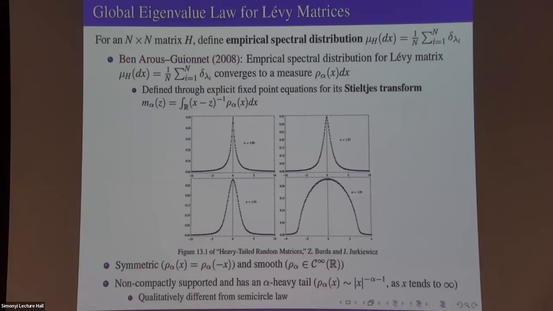So there is some explicit description of this density function. A few qualitative properties are that it's symmetric, it's smooth, and it's non-compactly supported. This is an immediate distinction from what you see in the Wigner case. In particular, the tails of this global law are heavy tailed themselves: rho alpha of x falls off like x to the minus alpha. So this non-compact support is a qualitative difference from what you see in the Wigner case.